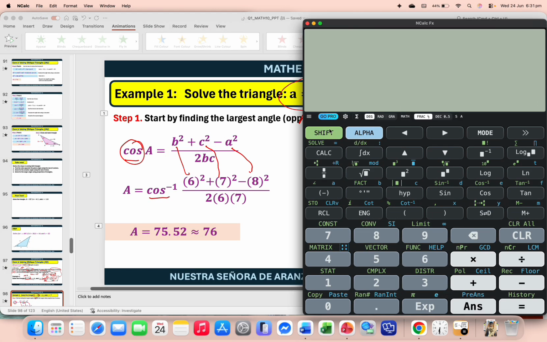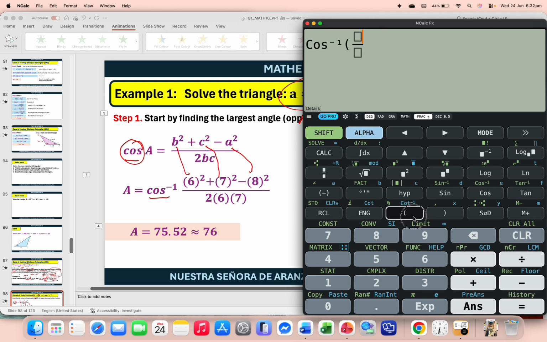Okay, just simply shift, cosine, inverse of cosine. Ulit. Shift cosine. Yan, dapat ito yung mag-a-appear. So, kung two-liner ang calculator nyo, gamitin nyo tong fraction na to.